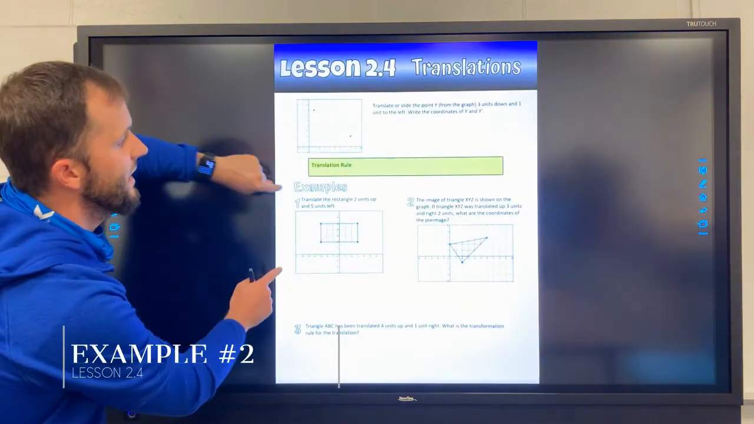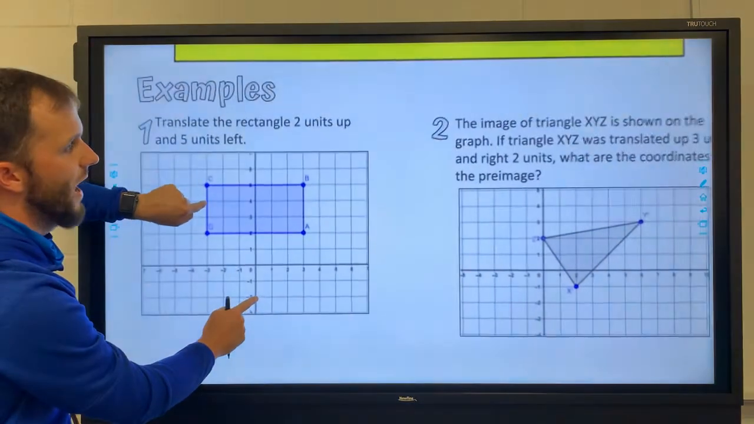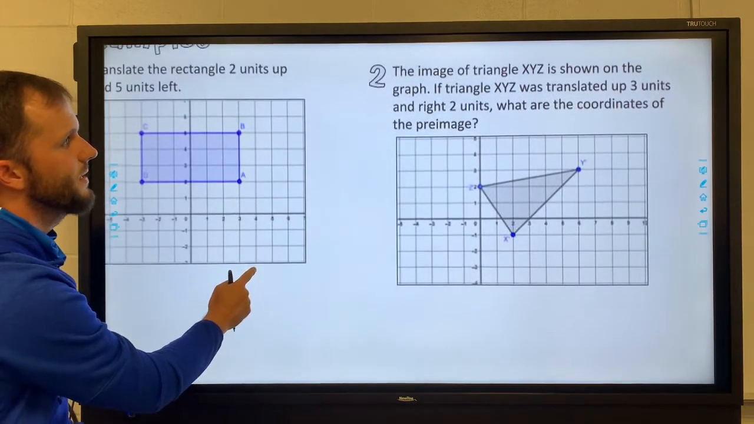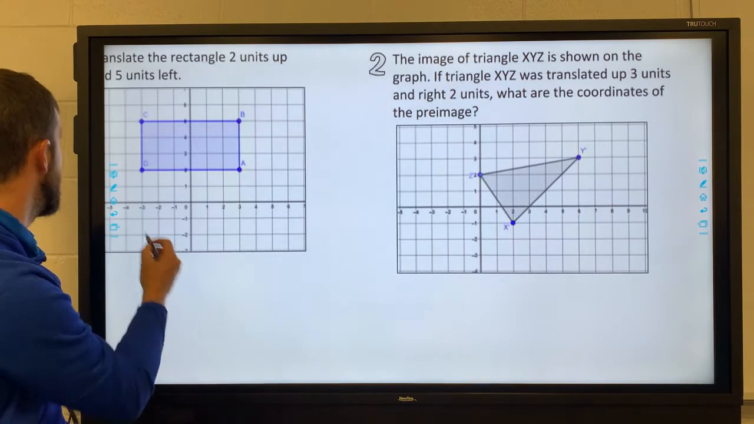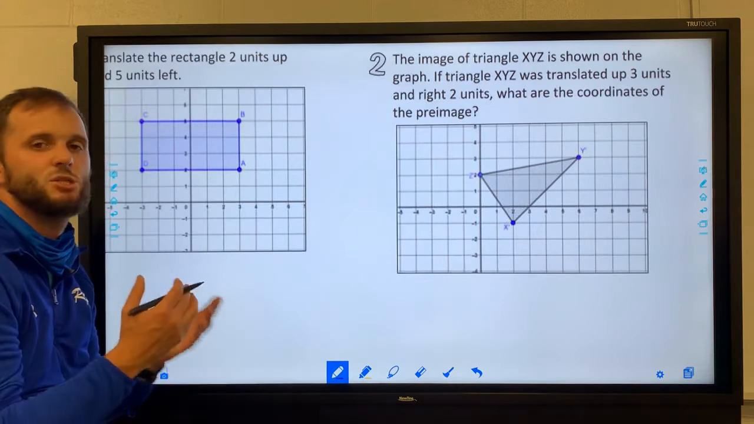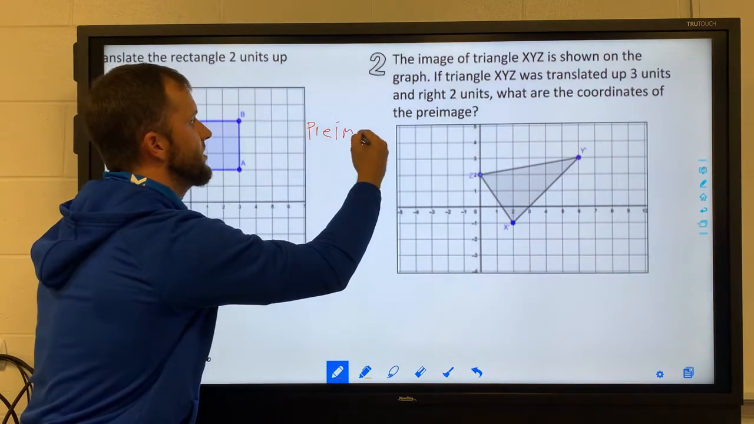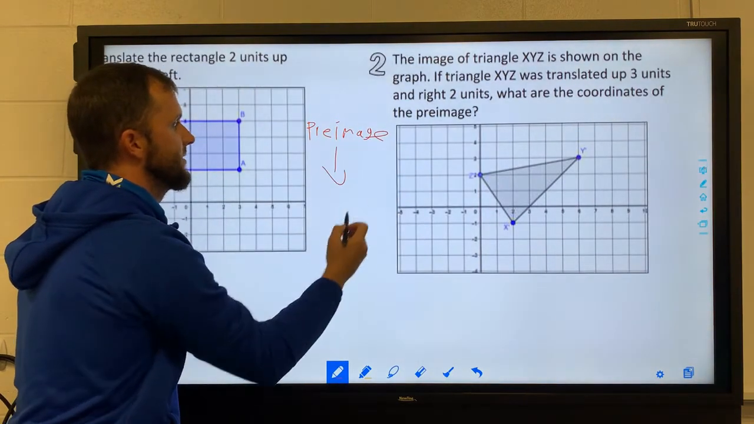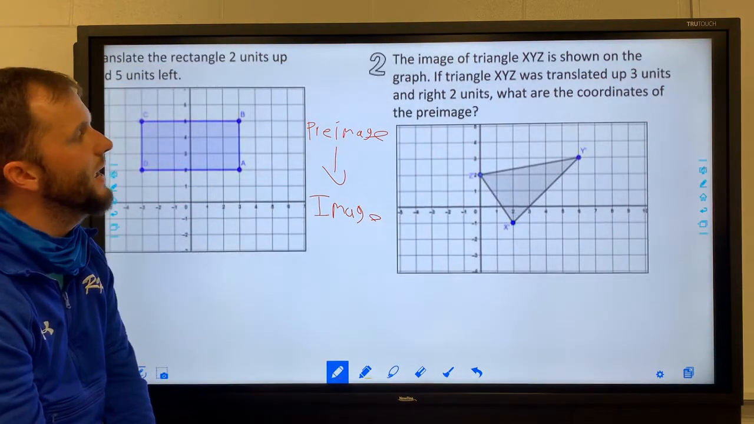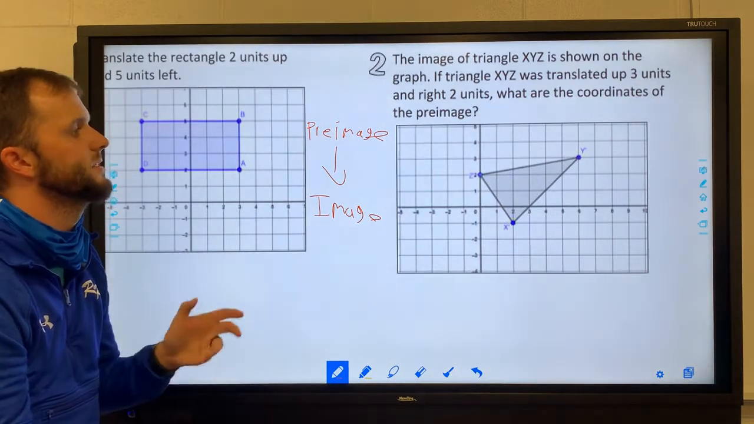So it says the image of the triangle XYZ is shown on the graph. If triangle XYZ was translated up 3 units and right 2 units, what are the coordinates of the pre-image? Ooh. So right now we're understanding the definition of image and pre-image. So pre always means before. So the pre-image is what you originally had, and then it's going to change into the image, okay? So right here, if triangle XYZ was translated up 3 and right 2, what are the coordinates of the pre-image?